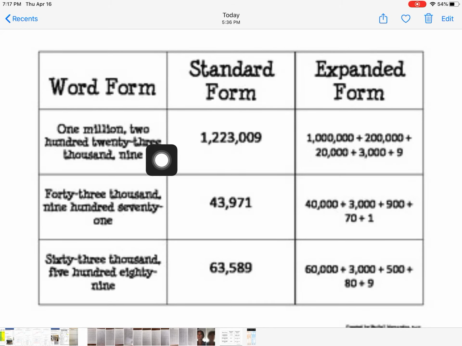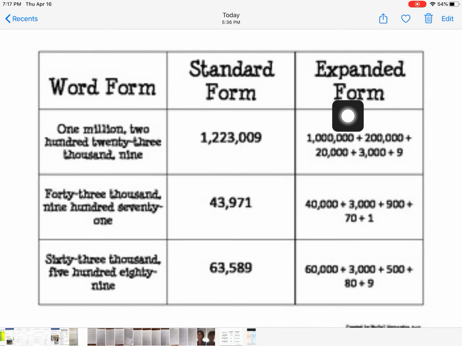So this right here in word form is 1,223,009. Okay. Now this is the one that can sometimes trip up people, but this is where the tip that I have for you comes in today for expanded form. I'm going to show you a really easy way to always get expanded form right when you're asked about it.